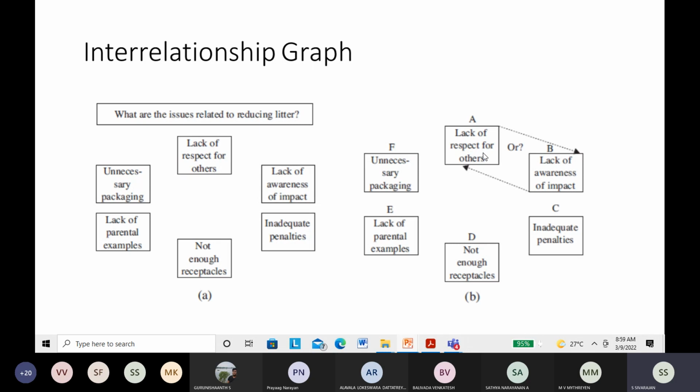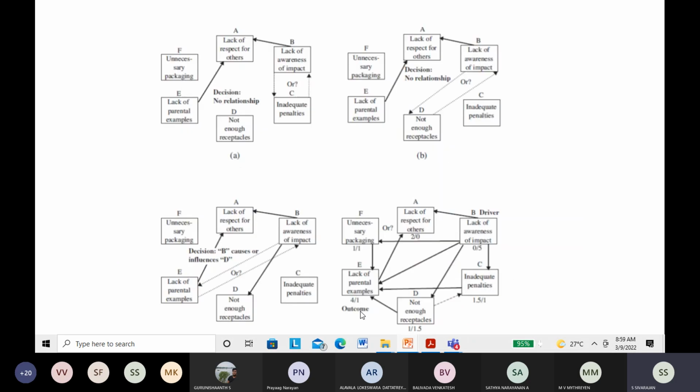You take any two, for example A and B, and you find out whichever is having the stronger influence on the issues related. So in this case, B is having the strongest influence, so from B you draw an arrow to A. Like that you complete the thing. Finally, you will get the interrelationship graph like this. So from B, all the arrows are originating. So this is the driver, whereas this is the outcome. All the arrows are terminating in E, lack of parental examples.